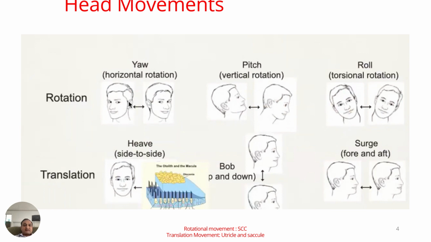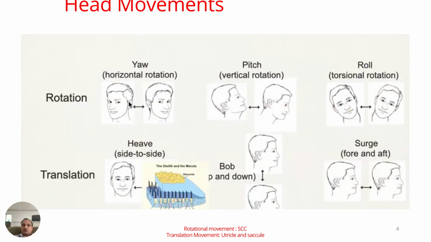The head movements can occur in translation motion. If it is side to side, it is known as the heave movement. If it is up and down, it is the bob movement. And if it is to and fro, it is the surge movement. Those are the translational motions, which are detected by the utricle and the saccule. There are also tilt motions, which are detected by the semicircular canals.